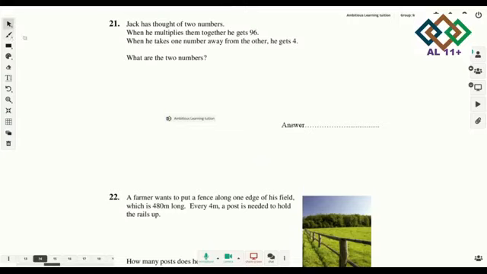I like these ones. Jack thinks of a number. Jack has thought of 2 numbers. When he multiplies them together, he gets 96. When he takes one number out from another, he gets 4. What are the 2 numbers?